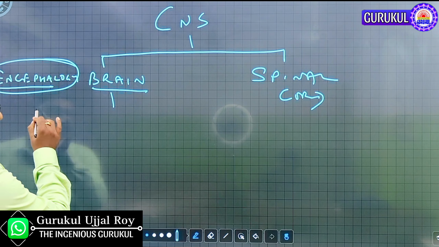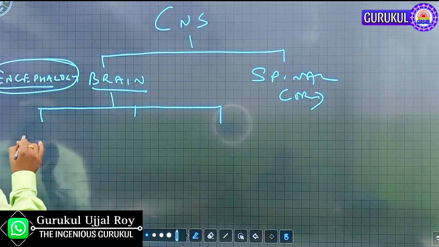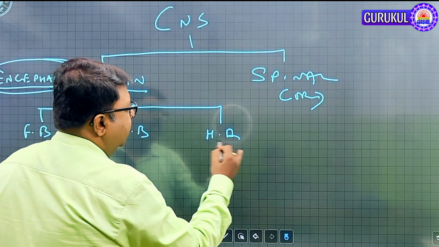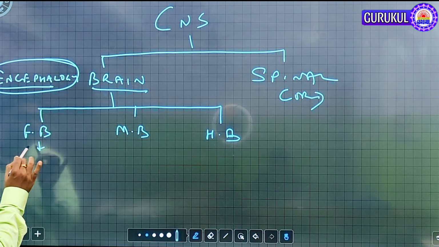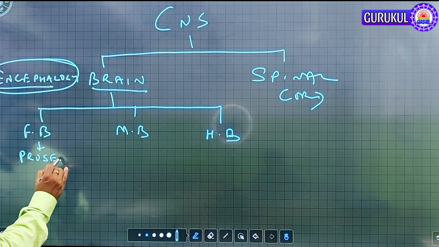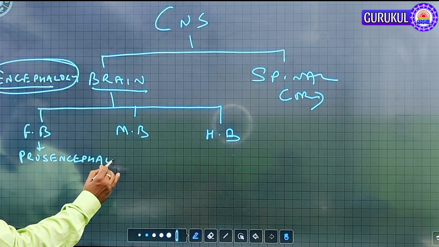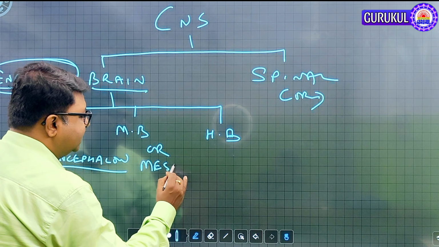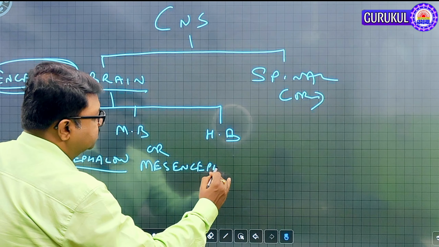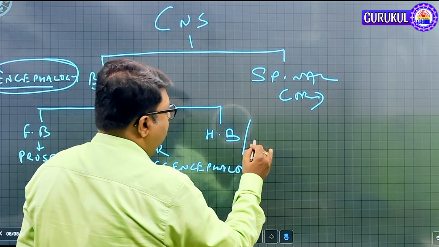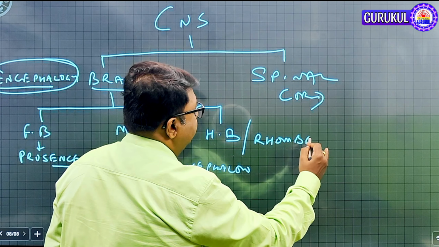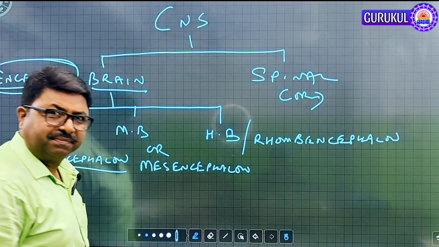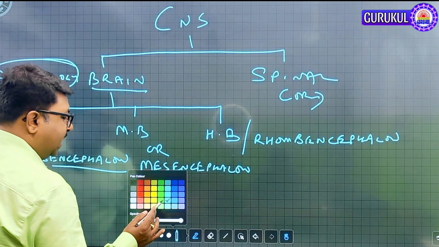Now the brain has three parts: forebrain, midbrain, and hindbrain. Forebrain is called prosencephalon. Midbrain is also called mesencephalon. And hindbrain is also called rhombencephalon.